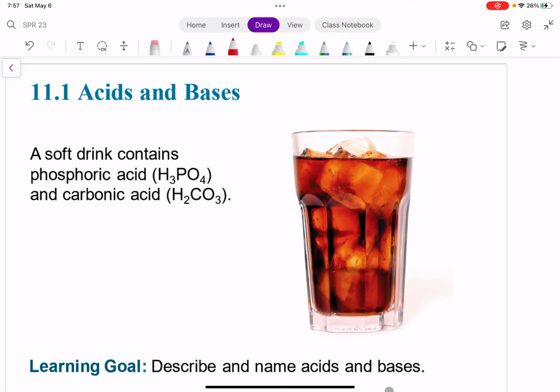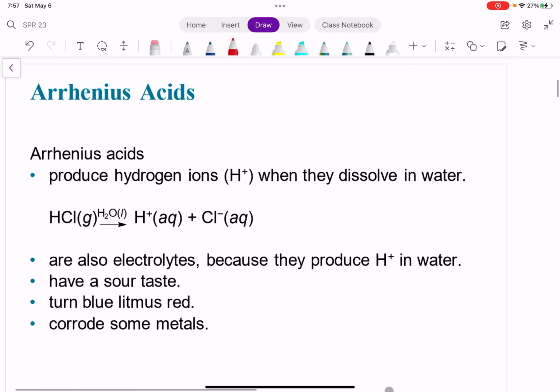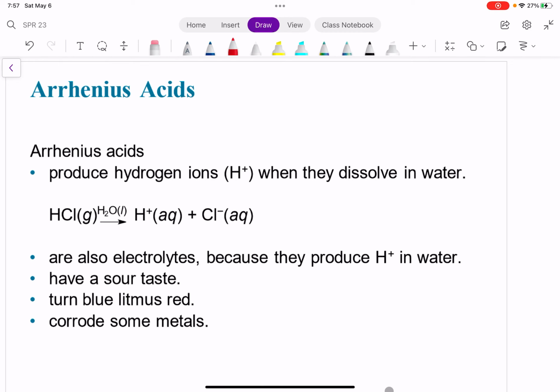In this video, we're going to talk about acids and bases, so that we have an understanding of what those are, because we're going to learn about acid-base reactions, or neutralization reactions. We have a couple different ways that we define acids and bases, and those definitions are actually named after different chemists. The first one, and the only one we're going to talk about in this video, is Arrhenius acids, and we'll talk about Arrhenius bases as well.